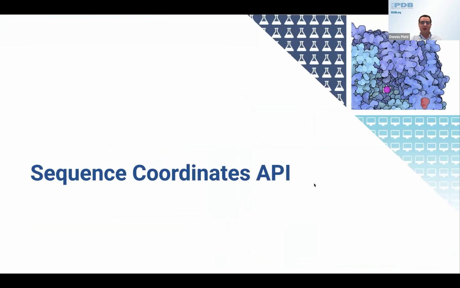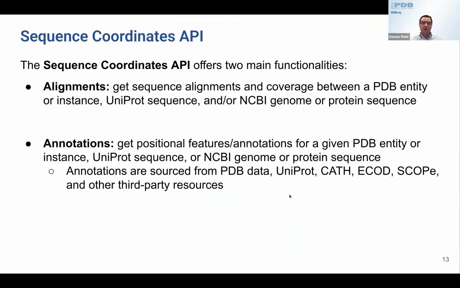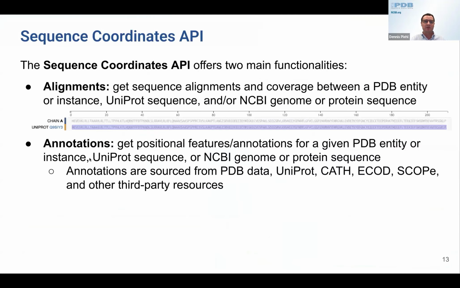So let's begin with the sequence coordinates API. The sequence coordinates API offers two main functionalities. First is alignments, in which it lets you get sequence alignments and coverage between a PDB entity or instance, its corresponding UniProt sequence, and/or its NCBI genome and protein sequence. So for example, you can get the alignment between a protein chain, a PDB chain, and its corresponding UniProt sequence. And in fact, this screenshot comes from our sequence viewer tab, and I'll be illustrating where you can find that tab later on. But this just provides a nice visualization of what the sequence coordinates API can do.